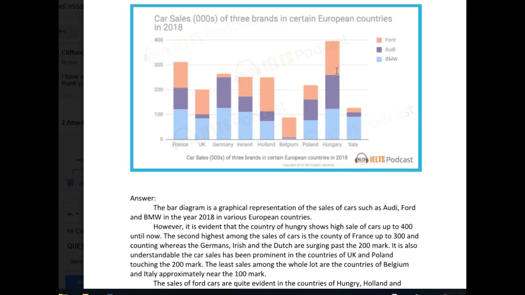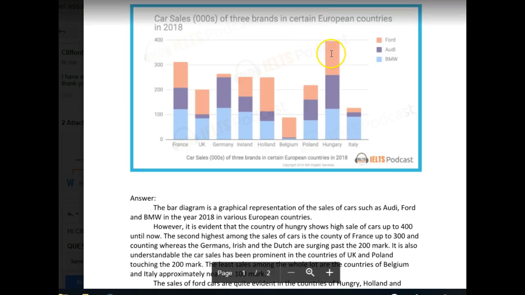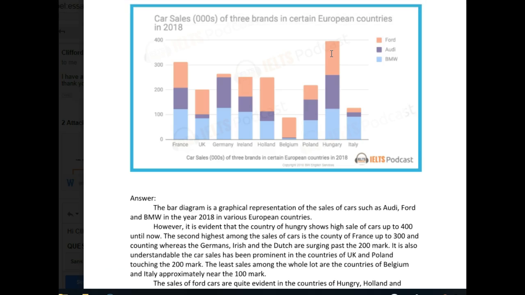You could, and I would have actually spent a little bit of time on Hungary because it has some interesting data. First of all, it has the highest car sales of 2018. The figures are equally distributed among those three car brands. So it's pretty equal that all that money, that nearly 400,000, I don't know, I'm thinking maybe euro, went equally to Ford, Audi, and BMW.